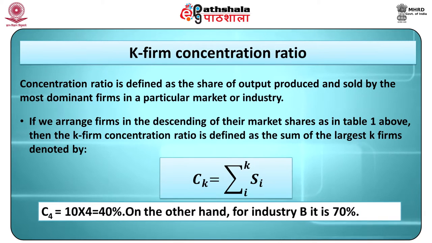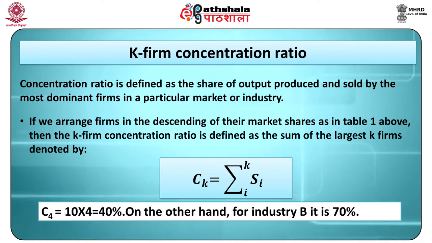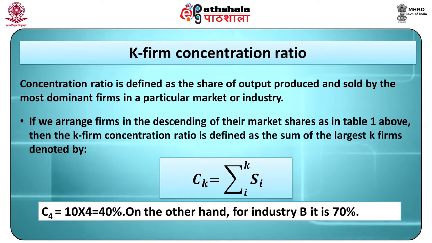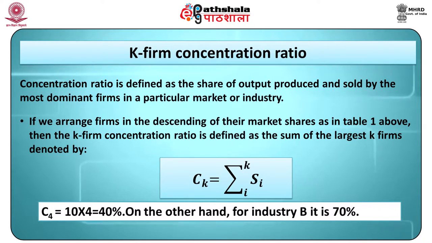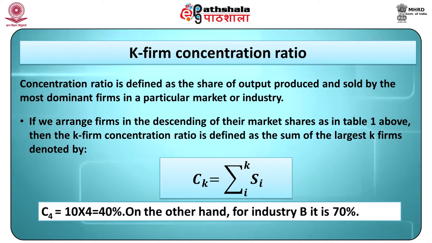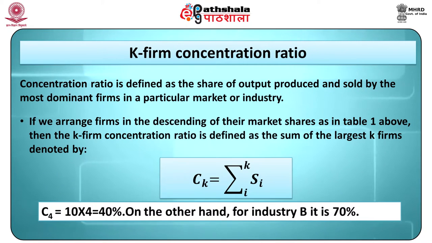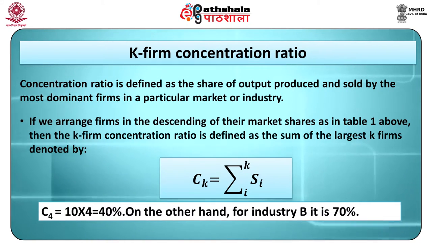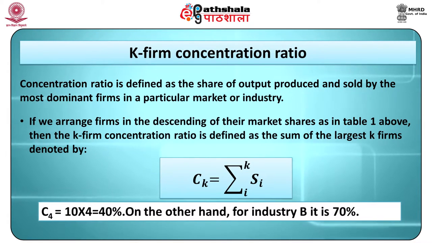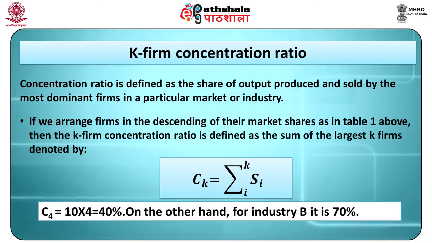the K firm concentration ratio is defined as the sum of the largest K firms, denoted by CK, equal to the summation ranging from i to K of Si, where Si is the market share of the ith firm in the market. CK will clearly vary between 0, minimum concentration, and 1, maximum concentration. For instance, for industry A above, the 4 firm concentration ratio will be C4 equals 10 into 4, which is 40%. On the other hand, for industry B, it is 70%.